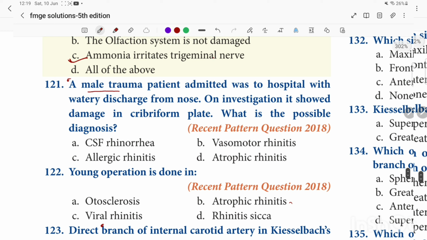A male trauma patient was admitted to a hospital with a watery discharge from the nose. History is of trauma and watery discharge from the nose. On investigation, there is damage to the cribriform plate. What is the possible diagnosis? The possible diagnosis is CSF rhinorrhea.